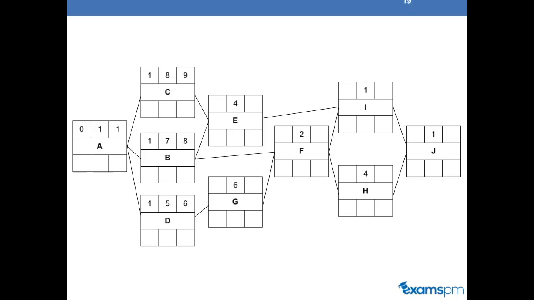E has both activity B and C as its predecessor, which means both activity B and C needs to be completed in order for E to start. Now, activity B has an early finish of 8 weeks, and activity C has an early finish of 9 weeks. So would the early start for activity E be 8 or 9? So feel free to pause this video and think about that for a second.